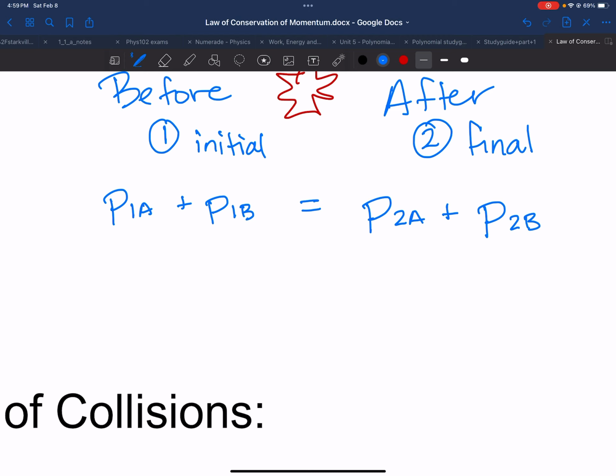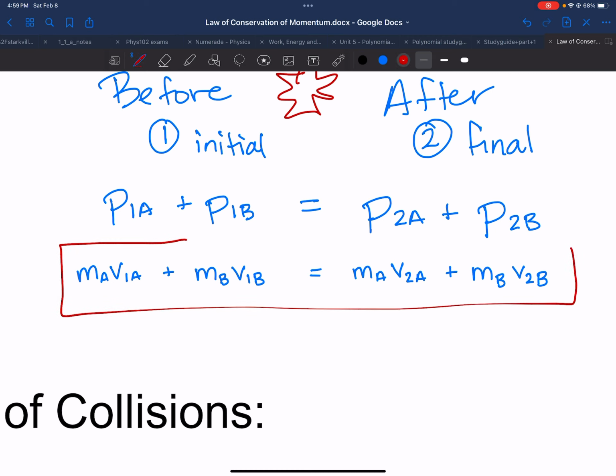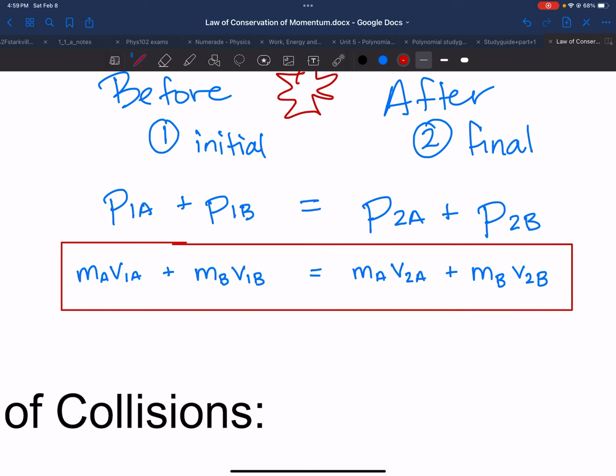So this would equal mass of A times V initial of A. Notice I'm just putting initial for my velocity because my mass isn't going to change. I'm going to add that to mass of B times V initial of B. And that's going to equal mass of A, V final of A, plus mass of B, V final of B. So this particular equation can be used for absolutely every single collision problem that we do.